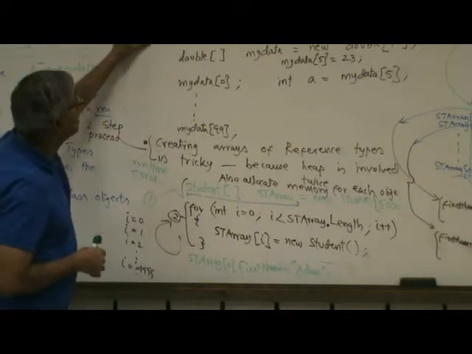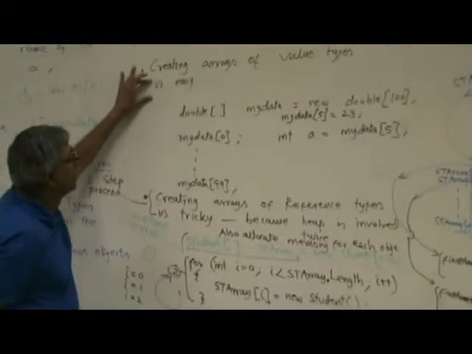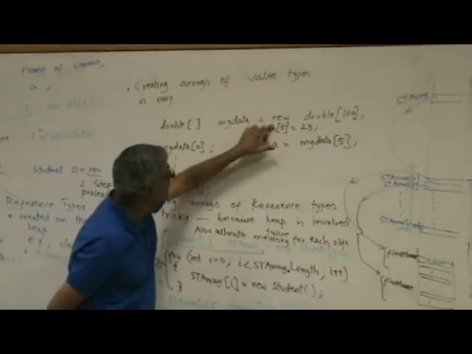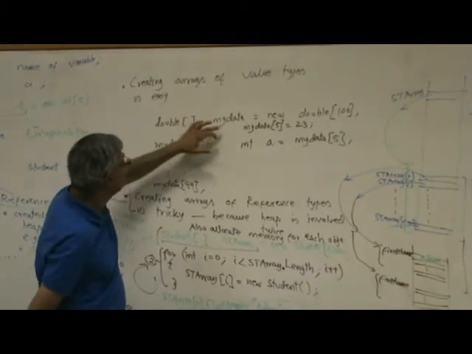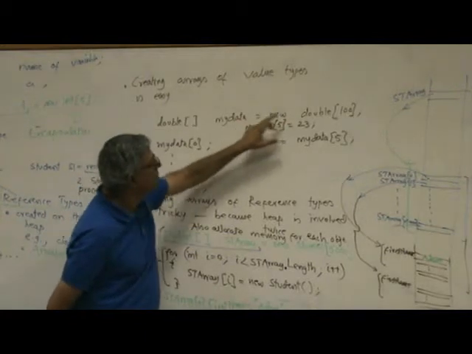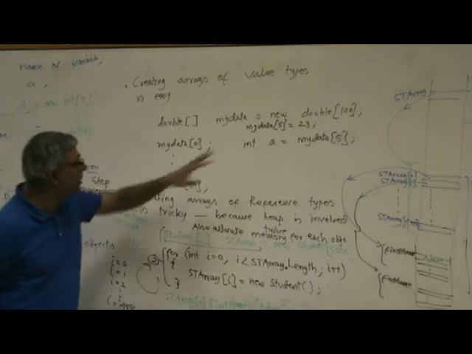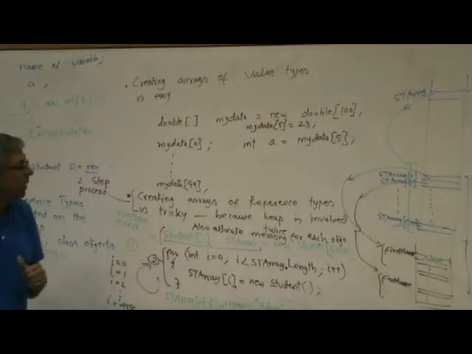Creating arrays of value types is easy. All you do is, you still have to use the heap. So simply name of the array, new, and how much memory you want. And once you have declared it, you can start using the array.